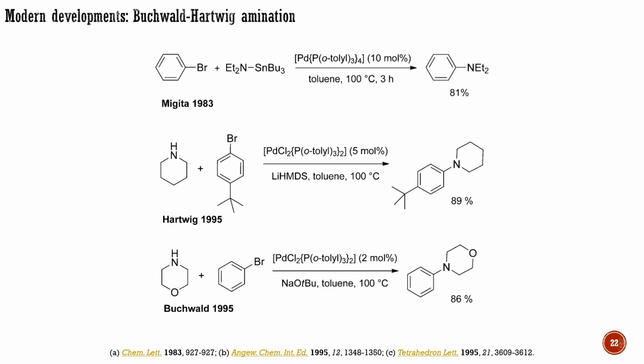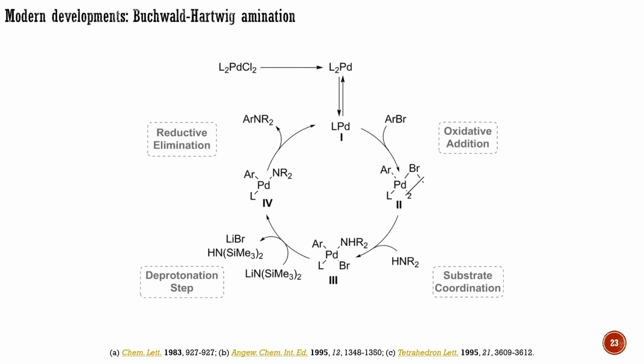The reaction was effective exclusively with bulky phosphine ligands and only worked in the presence of strong, bulky bases, such as lithium bis(trimethylsilyl)amide and sodium tert-butoxide. The mechanism of the reaction is slightly different from the couplings involving organometallics.